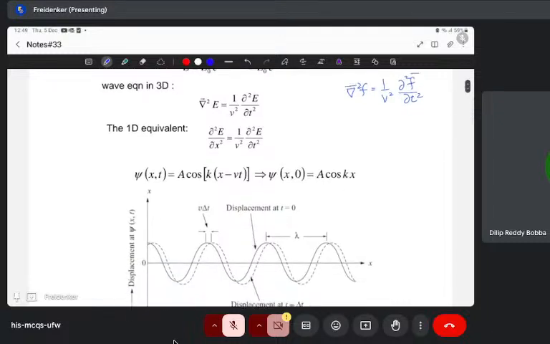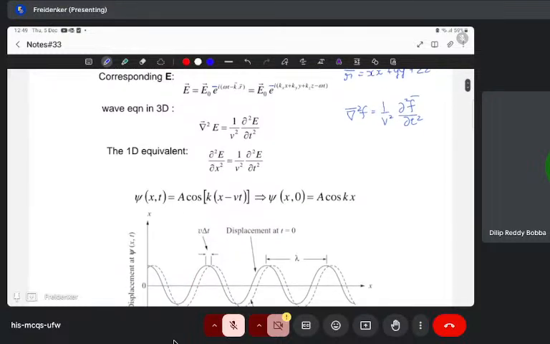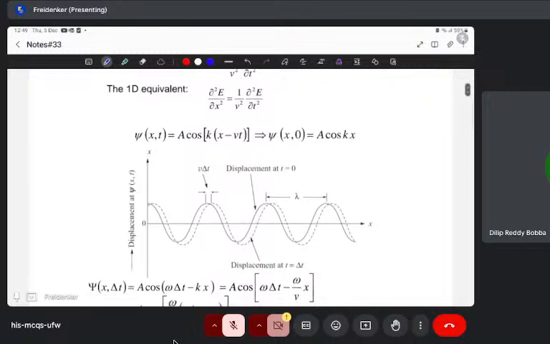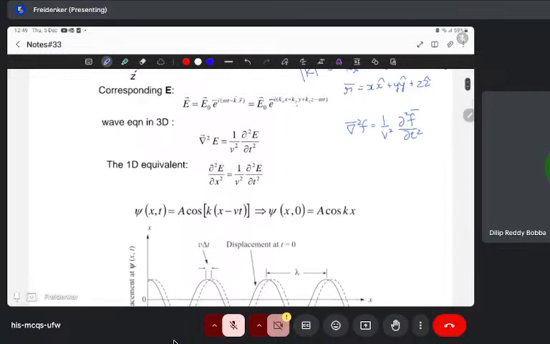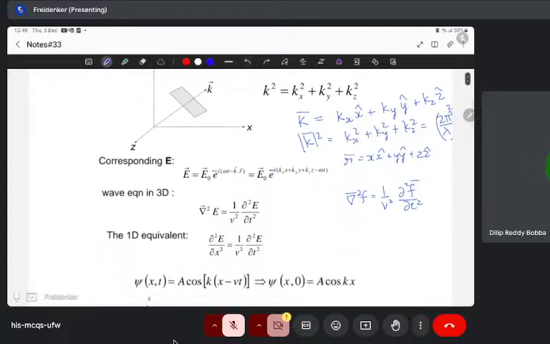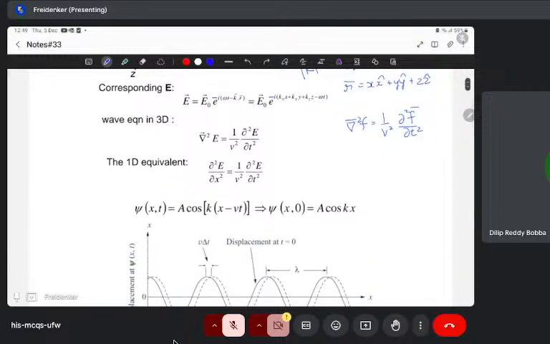So we can use this. This will satisfy the one-dimensional equation, not this one. This is 3D. The one in the previous slide will satisfy this one. If you have a wave that's moving in 3D, just plug this into the original equation to show that it is satisfying the wave equation.